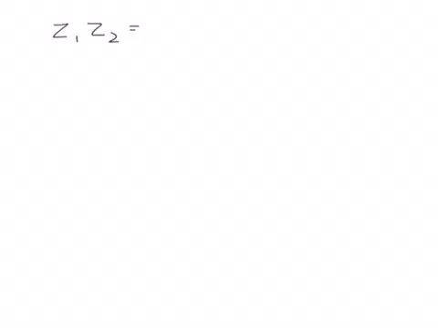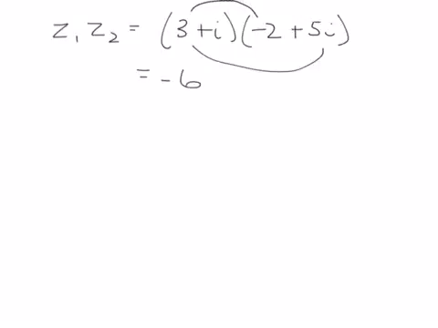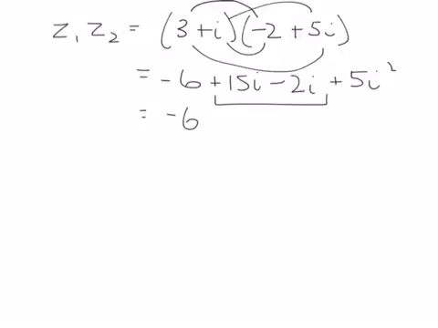We can even multiply two complex numbers together. If I've got z1 times z2, multiplying those two together, we have the first two multiplied together, minus 6. The outer two gives you 15i, the inner two minus 2i, and the last two plus 5i squared. So minus 6, 15i minus 2i is 13i, but the i squared is minus 1, so that becomes minus 5. So the real part is minus 11, and then we're left with plus 13i.